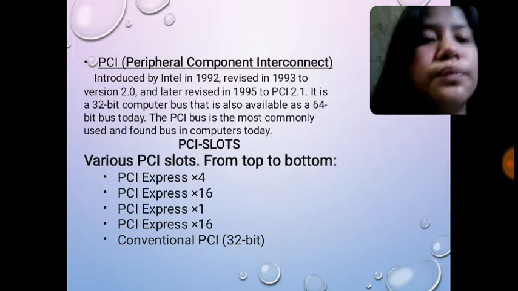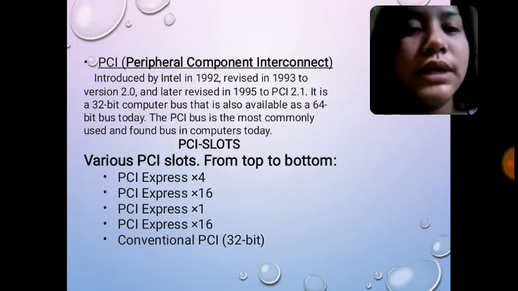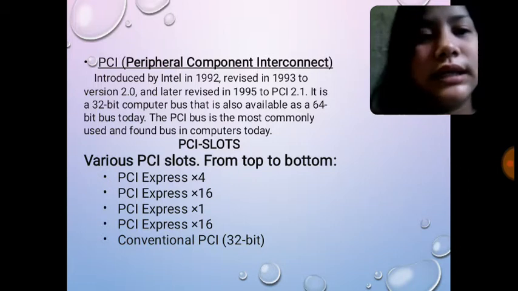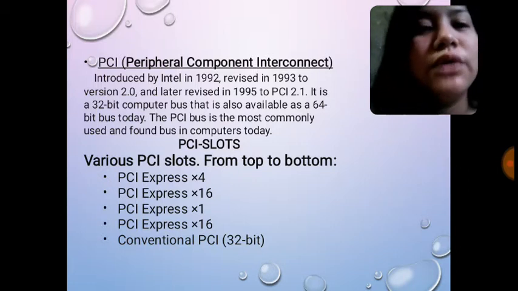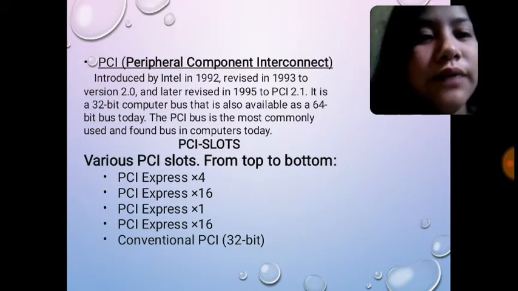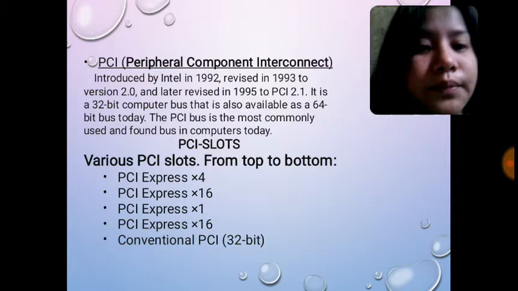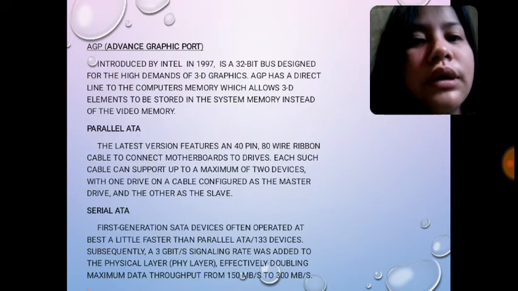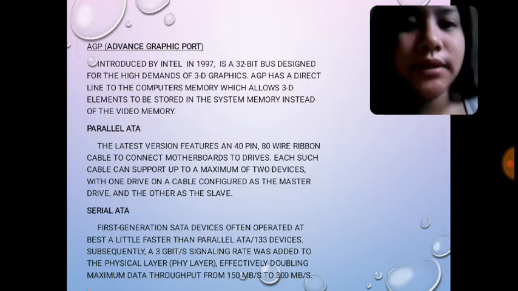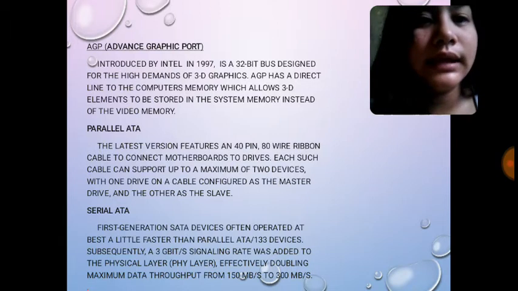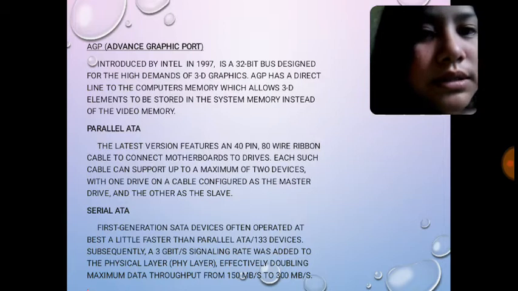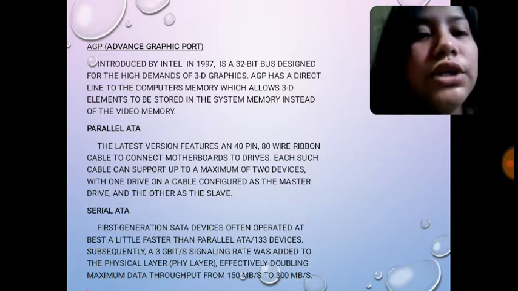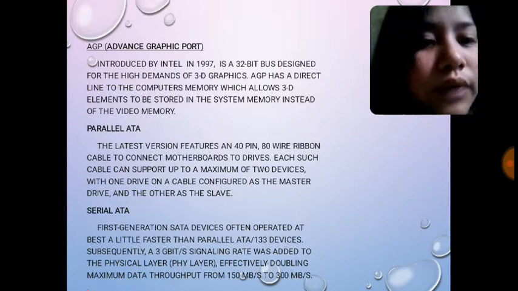PCI or Peripheral Component Interconnect, introduced by Intel in 1992, revised in 1993 to version 2.0 and later revised in 1995 to PCI 2.1. AGP or Accelerated Graphics Port, introduced by Intel in 1997, is a 32-bit bus designed for the high demands of 3D graphics. Parallel ATA. The latest version features a 40-pin 80-wire ribbon cable to connect motherboards to drives.